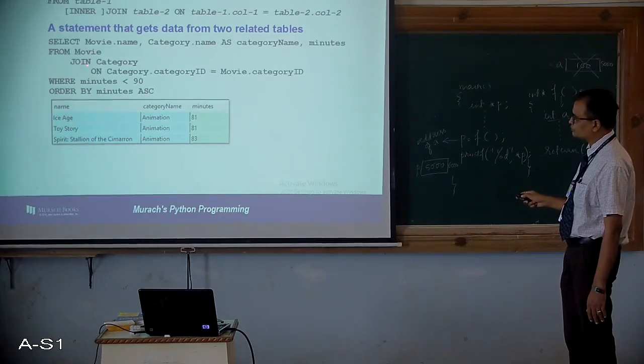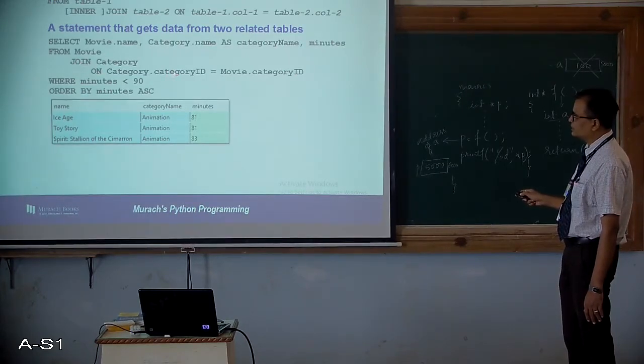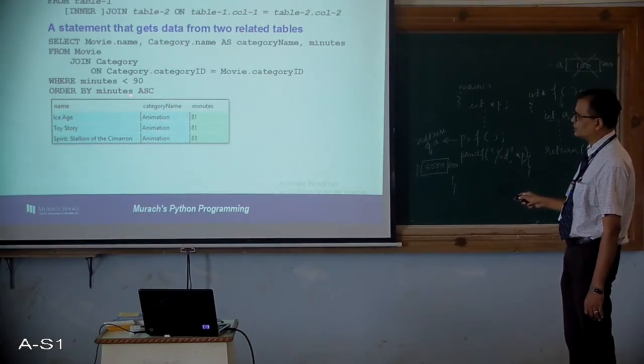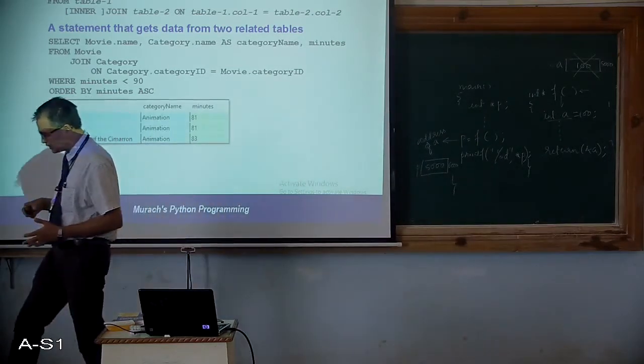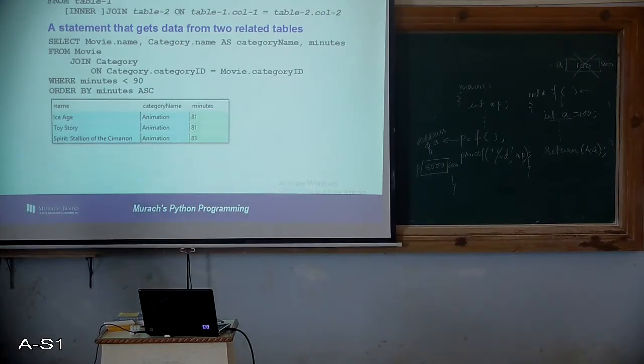From movie, join category, on category dot category ID is equal to movie dot category ID. You can say this join is on the category field, category dot category ID, movie dot category ID. So this is the category table, this is the movie table, this is the category table's category ID, this is the movie table's category ID, where minutes is less than 90, ordered by minutes in ascending order. So this is the output that you get. You can use multiple combinations and try out yourself how to join multiple tables and see how it works.